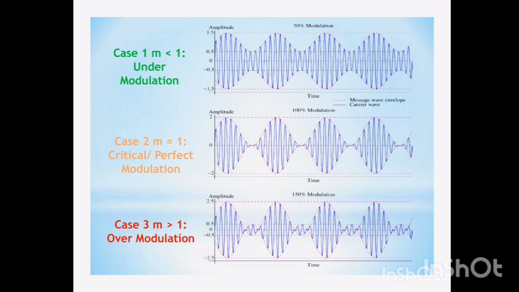Then the second case, M is equal to 1. In that case, EC and EM are both equal. So this is called 100% modulation, or critical or perfect modulation.